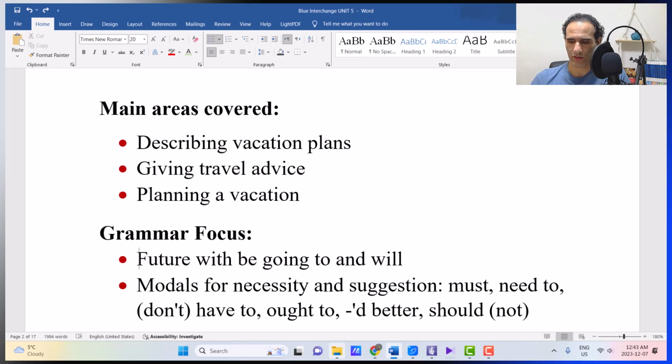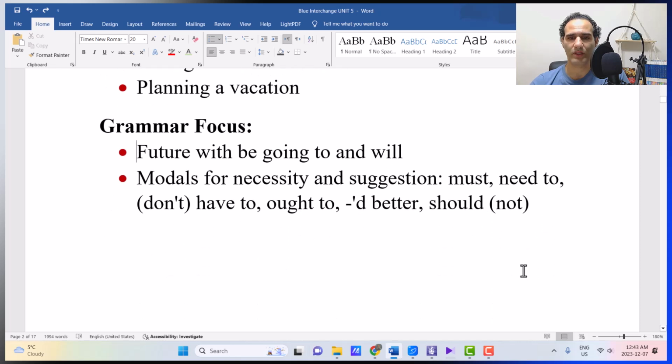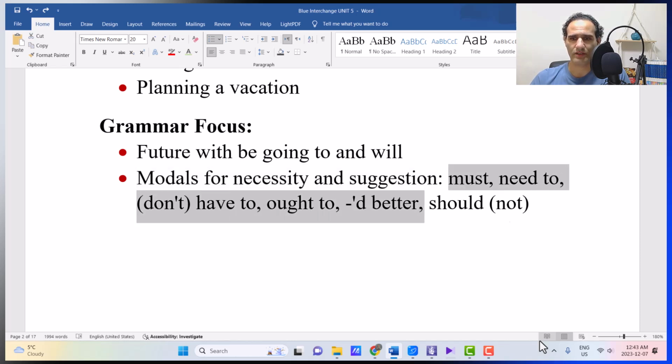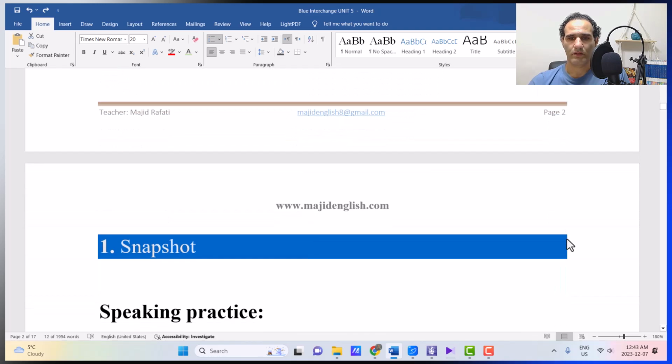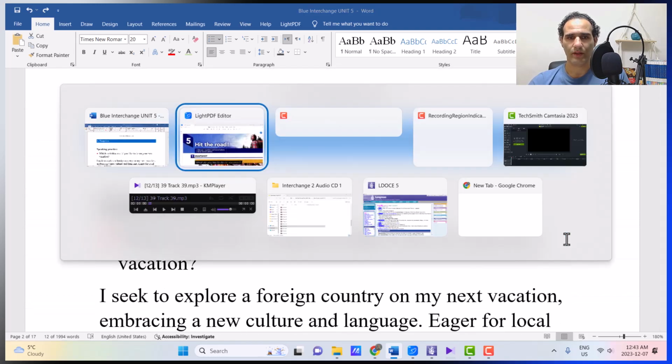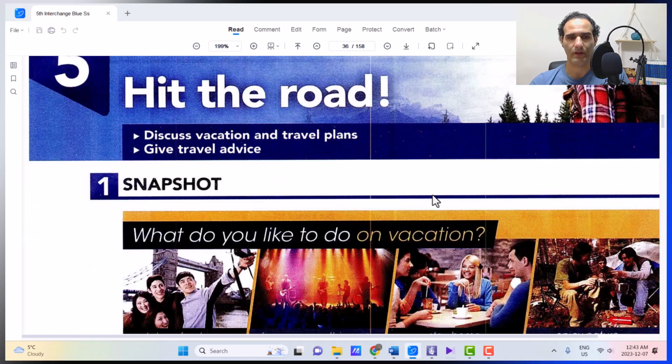And in the grammar part, we have two things to talk about today. One of them is future with will and be going to, and the other one is modals of necessity and modals of suggestion, which are these things you see here. Okay, in the grammar part, I will talk about them with you. So let's start with the snapshot on our book.